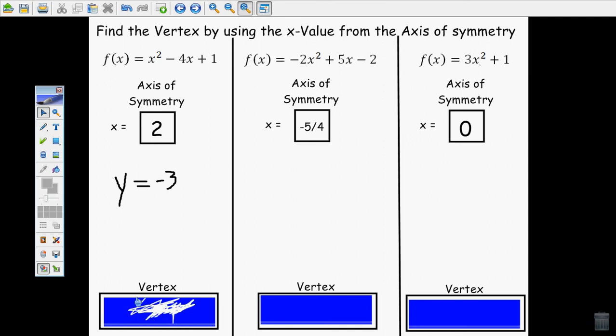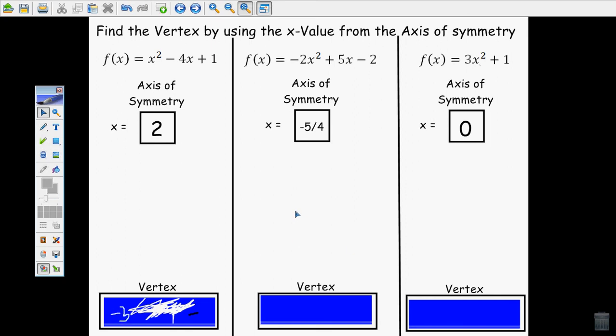I'm not sure what my answer is. Sorry about that. I guess I'm just supposed to write it in there, so let's see if I can back that up. I'll just write negative 3.